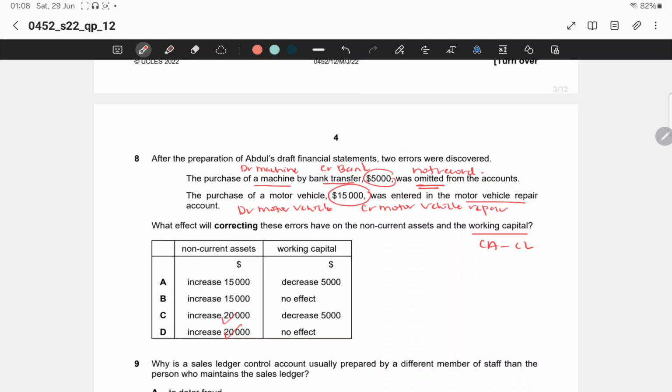What happened to working capital? Working capital involves current assets and current liabilities. From error number 1, the bank transfer means your bank reduced. Bank is a current asset, so when you credit bank, your current asset reduces. Error number 2 is not related to current assets or current liabilities. So when current assets reduce, working capital automatically also reduces. So the answer is C.